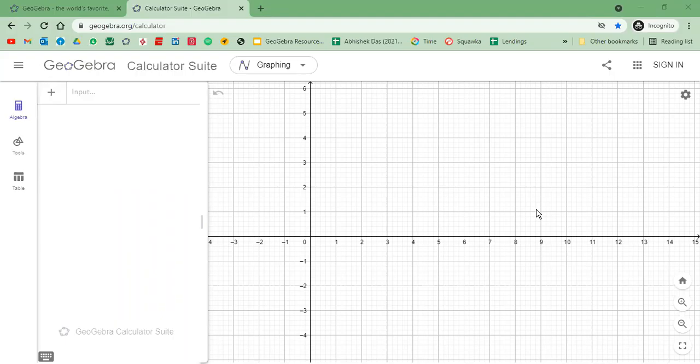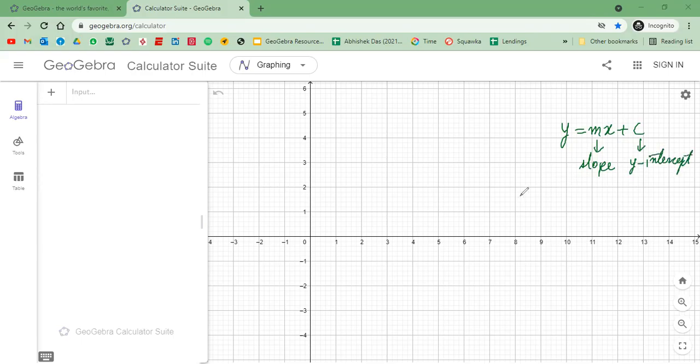In this activity, we'll be looking at the general form of linear equation. Now, we have already seen that the slope-intercept form of linear equation is given by y equals mx plus c, where m is the slope and c is the y-intercept.